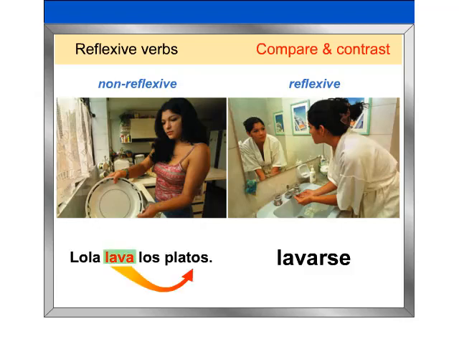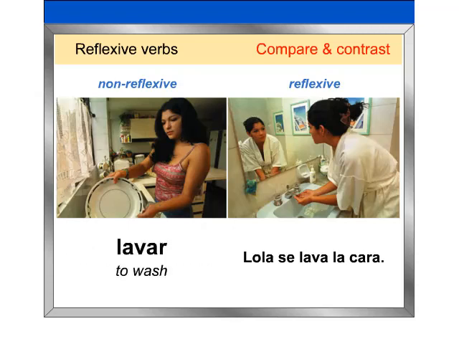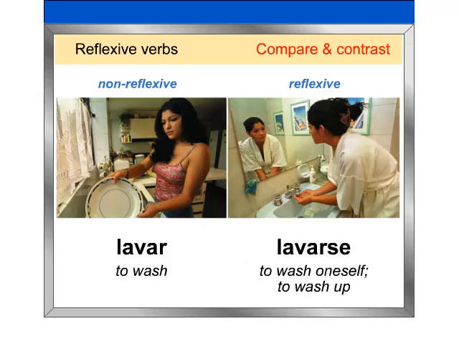Compare and contrast. Unlike English, a number of verbs in Spanish can be reflexive or non-reflexive. If the verb acts upon something other than the subject, the non-reflexive form is used. For example, Lola lava los platos. If the verb acts upon the subject, the reflexive form is used. Lola se lava la cara. As these sentences show, reflexive verbs sometimes have different meanings than their non-reflexive counterparts. For example, lavar means to wash, while lavarse means to wash oneself, to wash up.